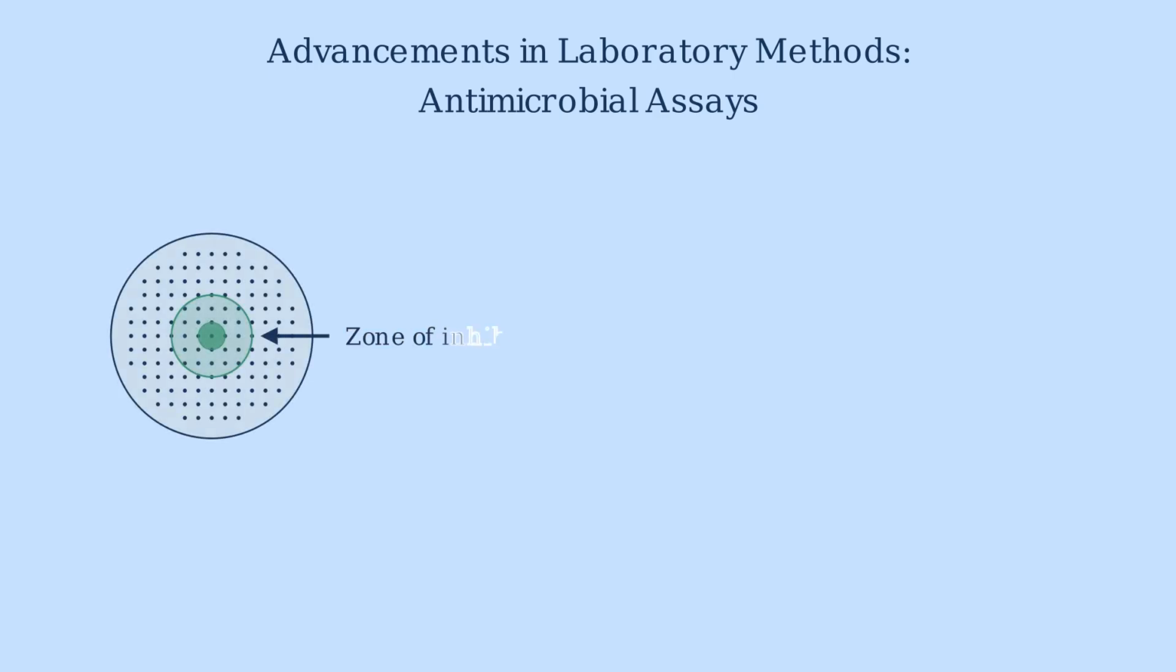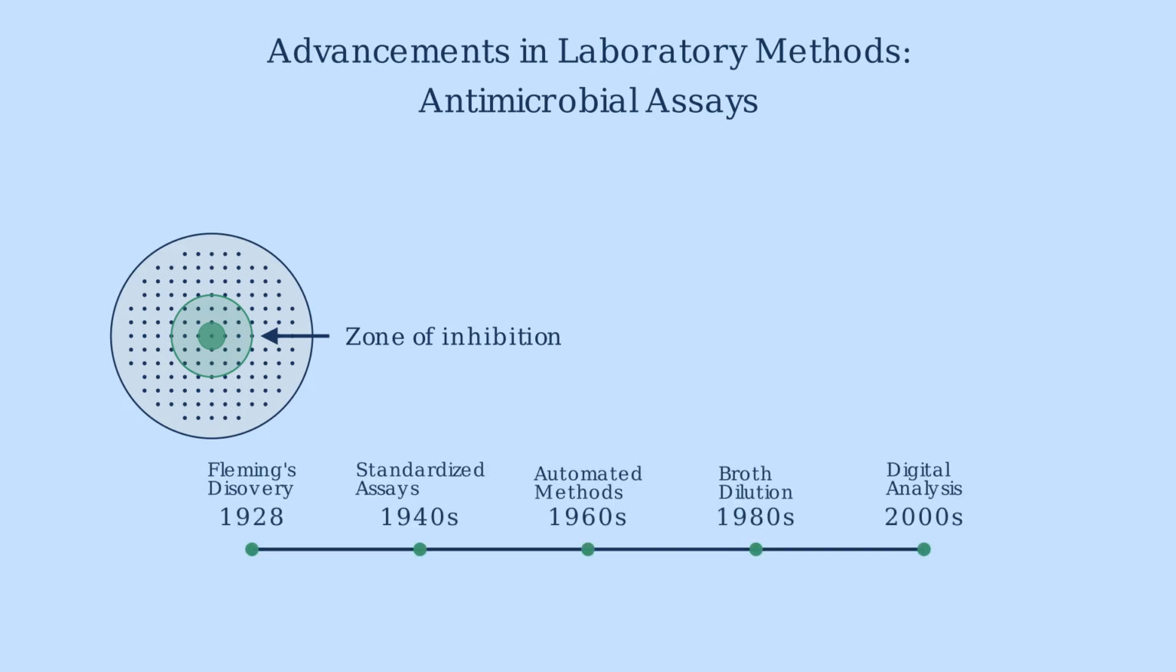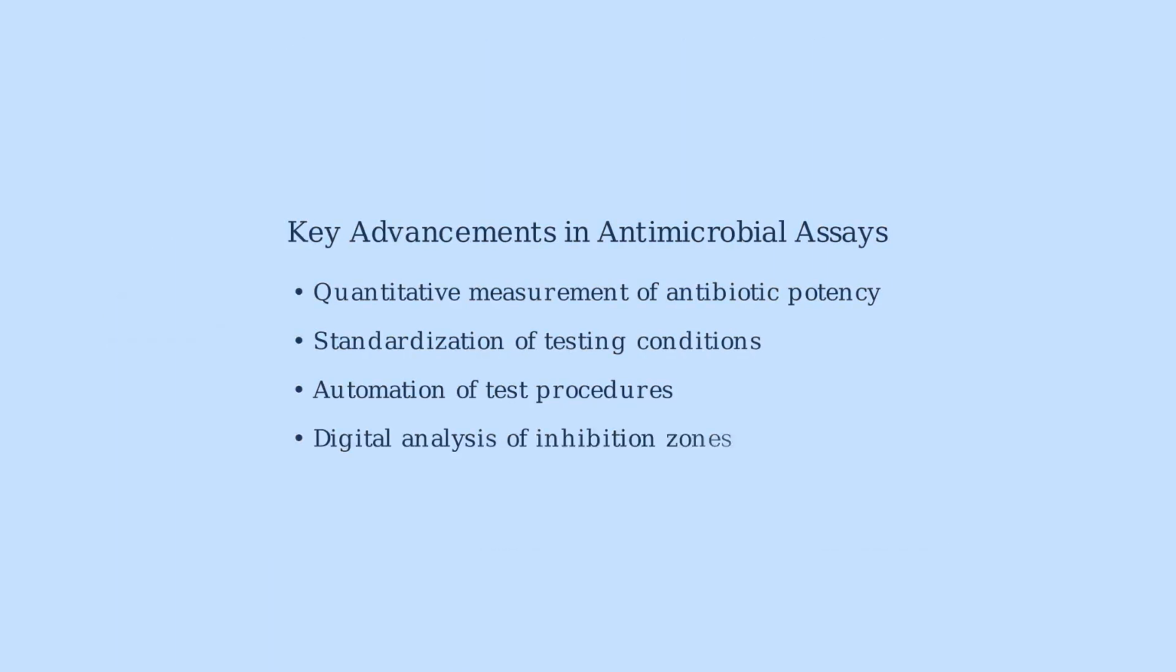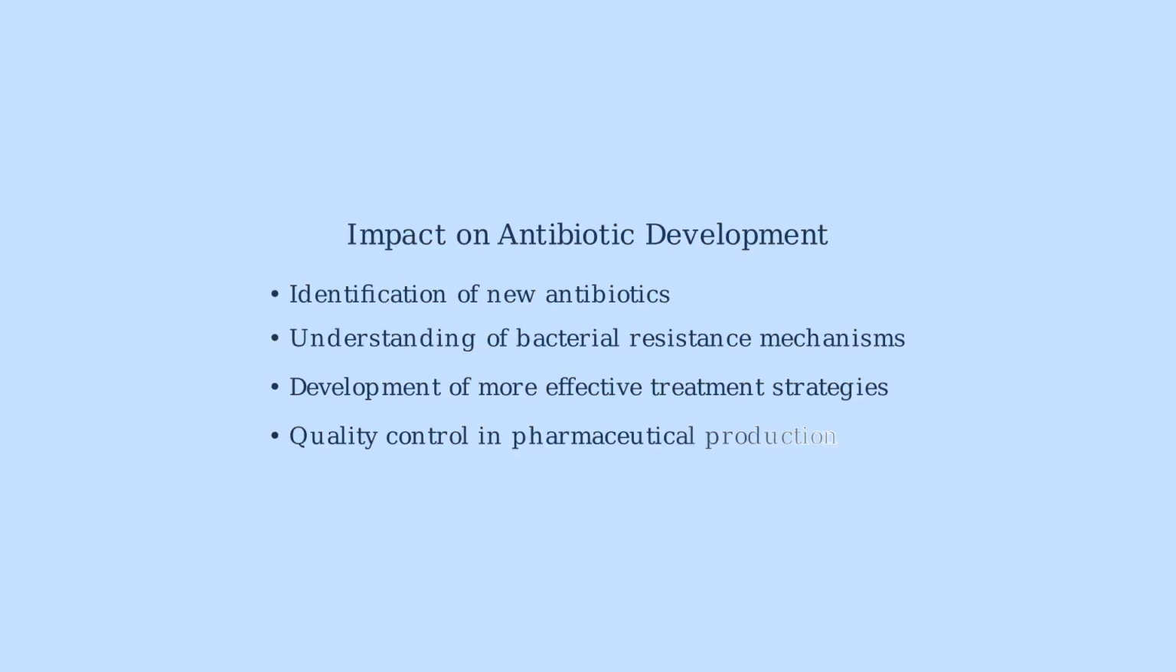Fleming's antimicrobial assay methods revolutionized laboratory science. In its simplest form, Fleming's assay involved growing bacteria on a plate and observing areas where their growth was inhibited by antibiotics. These methods evolved significantly over time, becoming more standardized and sophisticated. Modern assays use microtiter plates that allow for testing multiple antibiotics at different concentrations simultaneously. Key advancements in antimicrobial assays transformed how we evaluate antibiotics. These laboratory methods had profound impacts on antibiotic development and our understanding of bacterial behavior.